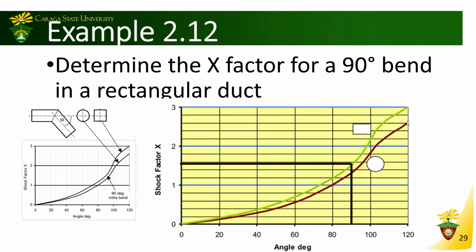We are to determine the shock loss factor for a 90-degree bend in a rectangular duct. So the rectangular duct would have a graph here on the green part, since this is for the rectangular cross section, and 90 degrees. Plot that with the green line, and the corresponding shock loss factor is approximately equal to 1.6. Okay, so as simple as that.